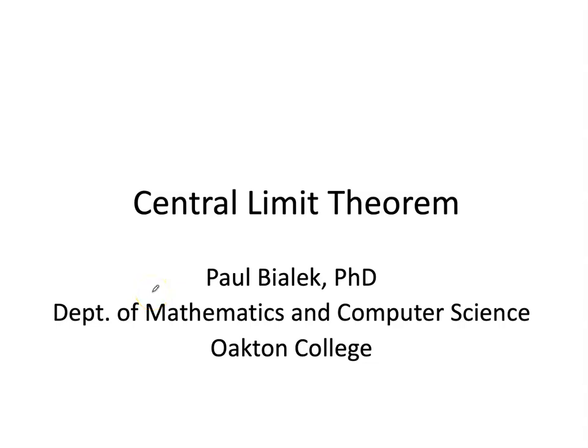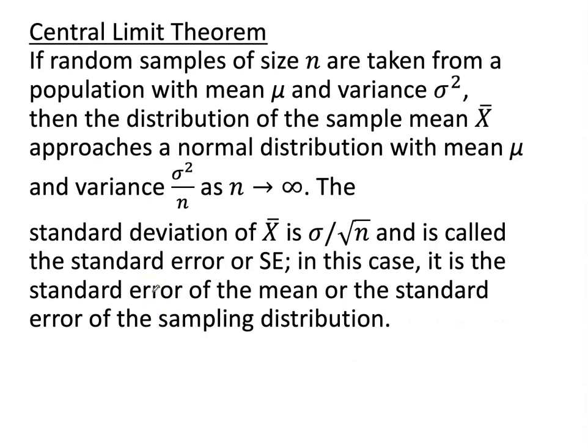Let's talk about the central limit theorem. If random samples of size n are taken from a population with mean mu and variance sigma squared, then the distribution of the sample mean x bar approaches a normal distribution with mean mu and variance sigma squared over n, that is, standard deviation sigma over square root n, as n approaches infinity.